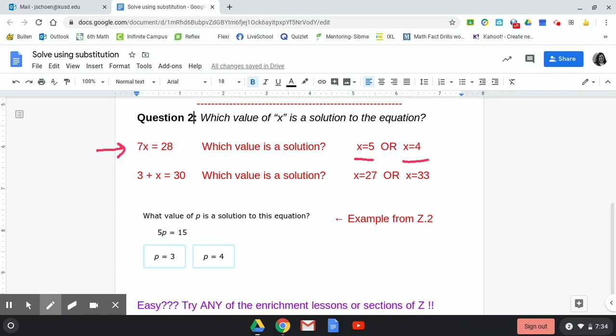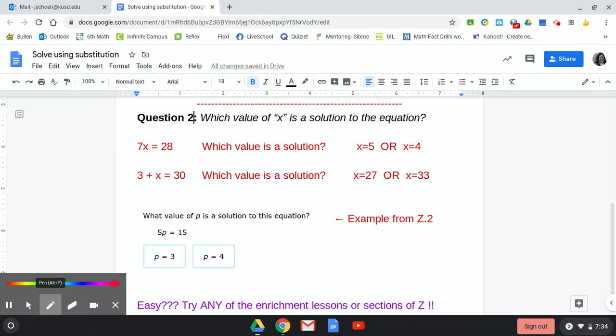Now, you'll probably be able to do a lot of these with mental math, but let's just write it out. 7x, if we want to try out the 5, 7 times 5 equals, and we're going to put our 28, we're going to use our original statement. 7 times 5 is 35. Now, is this a true statement? Does 35 equal 28? Is that the same amount? No, that's definitely not the same amount.